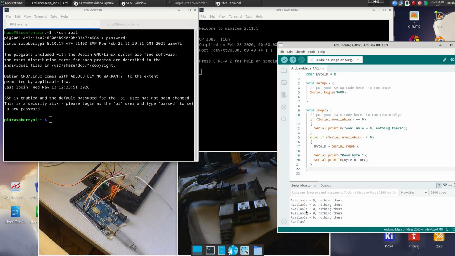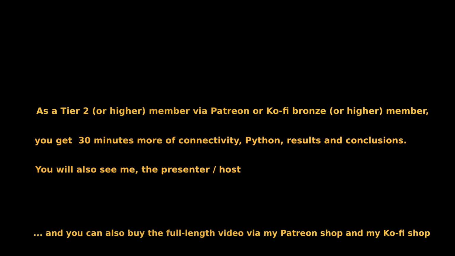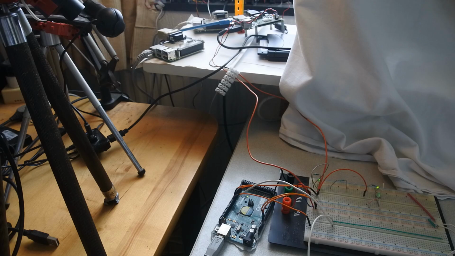By the way, I had to reconnect to the Arduino as well, because that didn't work out. Okay, power off, power on for the Raspberry Pi. That's it for now.